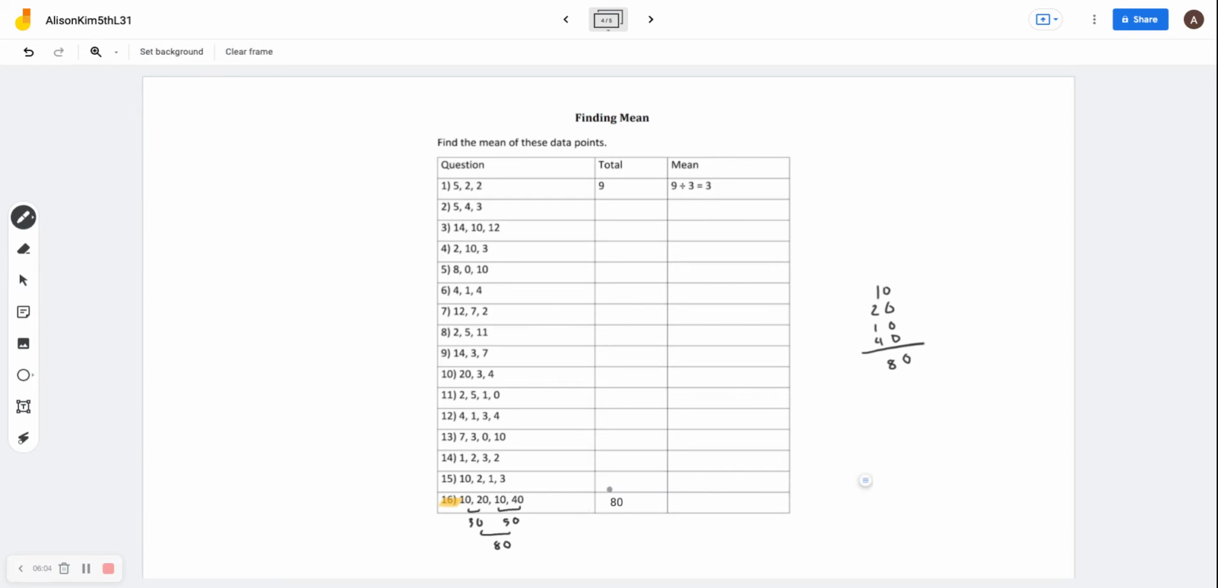Now, once we have step 1 done, we're going to divide by how many numbers we're given. We're not going to add them, we're just going to count how many we have. So we have 1, 2, 3, 4. So we are given 4 numbers, right? So we're going to divide our sum of 80 by 4. So 80 divided by 4 gives us 20. So our answer would be 20. The mean is 20.